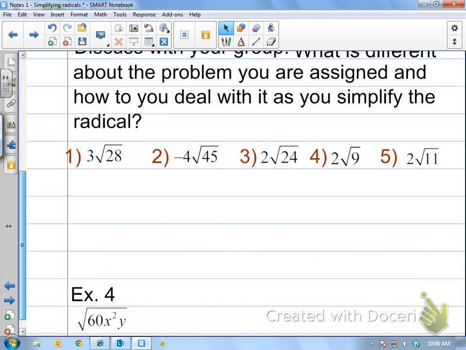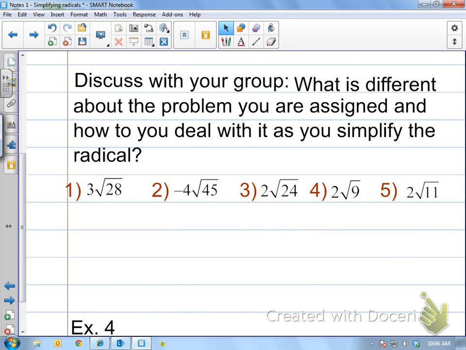So we're going to ignore that one. We're just going to go to these ones. So, as you're doing these problems, consider what's different about the problem than what we did originally, and how do you deal with that as you simplify this.